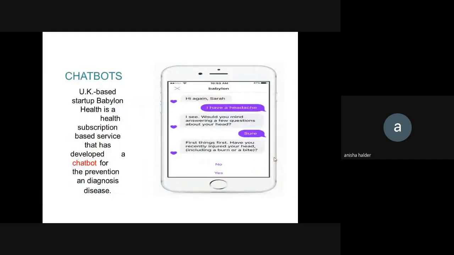Fine. The chatbots, some types of chatbots. Chatbots were first thought of for removing the stress of your brain. Okay, this Babylon chatbot. See, this is your personal doctor. I have a headache. I see. Would you mind answering a few questions about your head? Sure. First things first, have you recently injured your head? So this type of question is asked by this Babylon app, and whether the answer is yes or no, it will assume your mental condition. This Babylon is a very old chatbot actually.